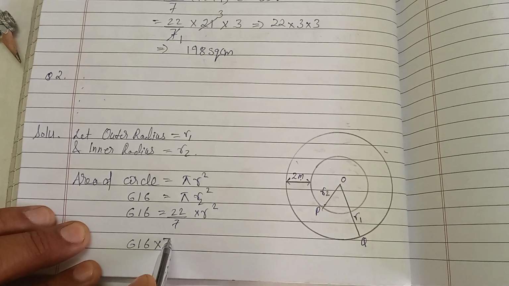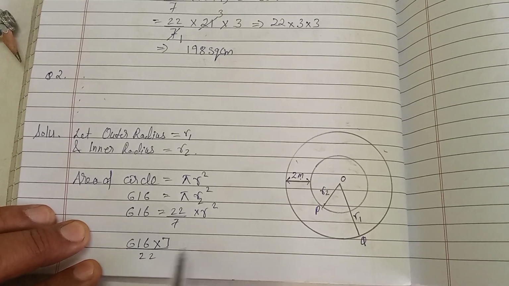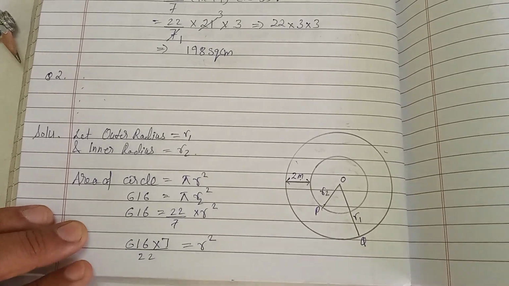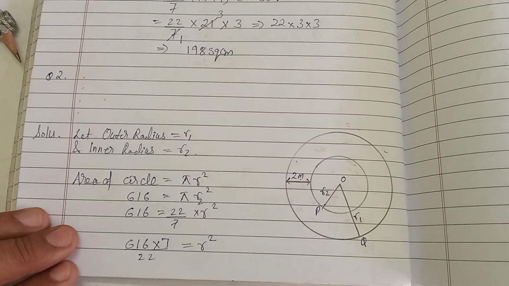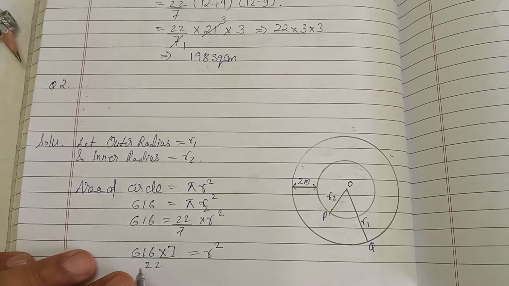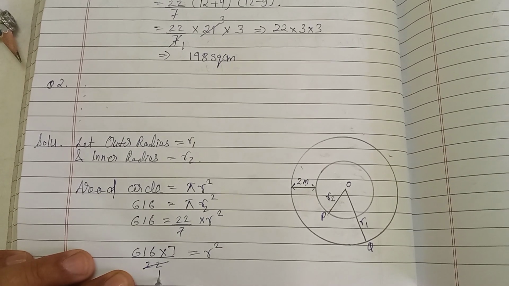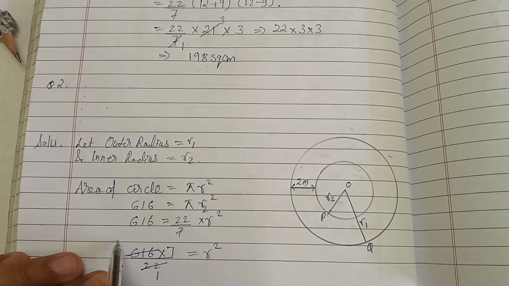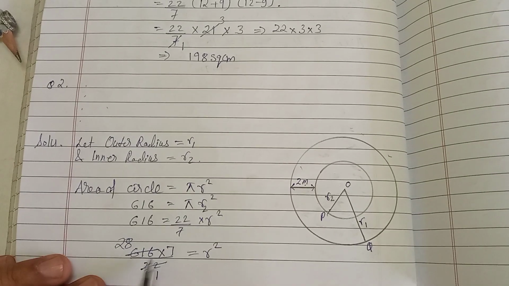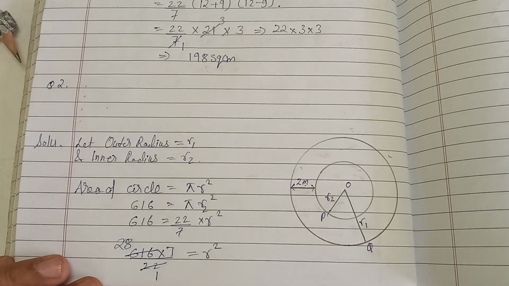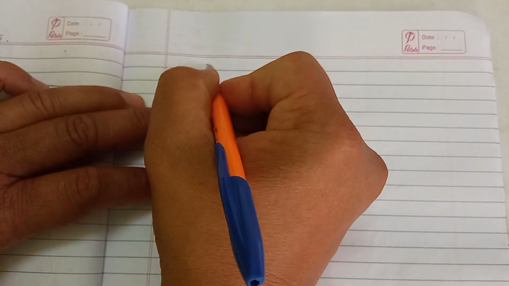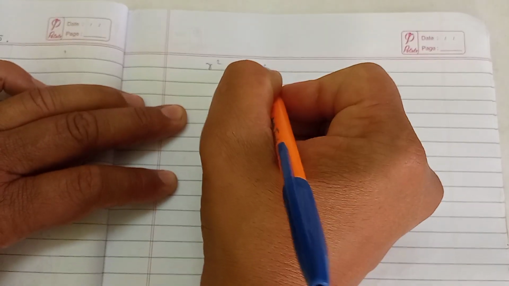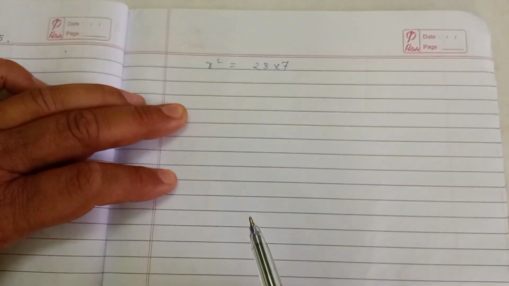616 multiply 7 whole upon 22 equal r square. Is this step clear? Now cancel it with the table of 22. 22 ones are 22, 22 twos are 44, 22 twenty-eights are 616. So what we got is r square equal 28 into 7.